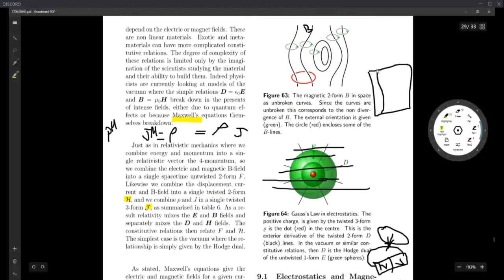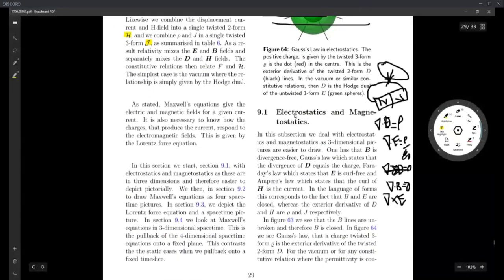B is going from one end to the other end of a manifold. There's no boundary to it. And if this is unbroken to the non-divergence, which basically means it has orientation, and yet again, it has external orientation, which is given by green, which is lines that you'll always see associated with your magnetic field B. And your red, okay, we'll dive into this.